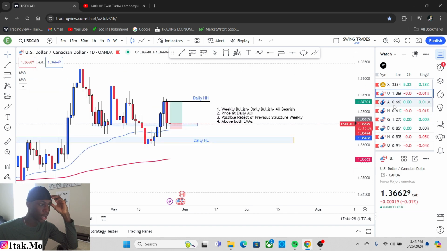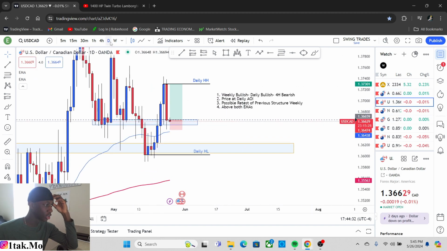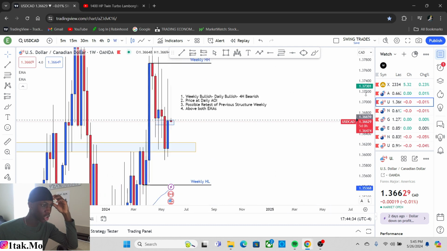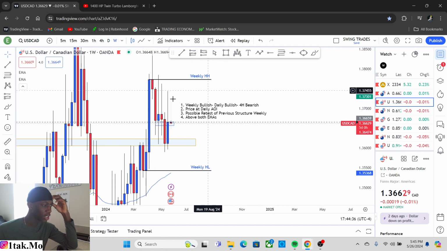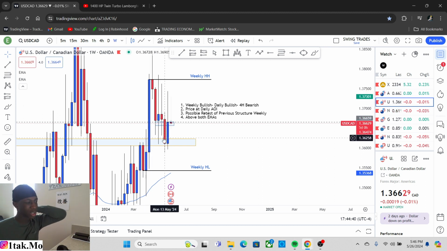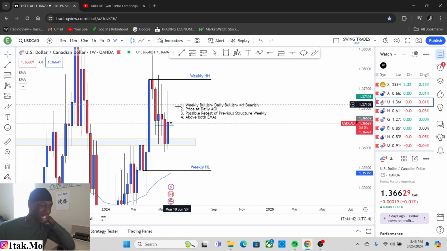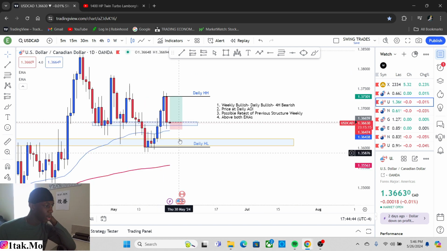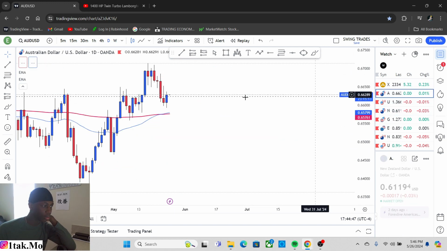I'm gonna flip these. This one, honestly, I don't know how to feel about this one because if you could see on the weekly, price has been consolidating here for a while. Like this range, 1, 2, 3, 4, 5, 6 days. Price has been in this area, so I don't really know how I feel about this. But yeah, we're gonna see. Let this one play out.